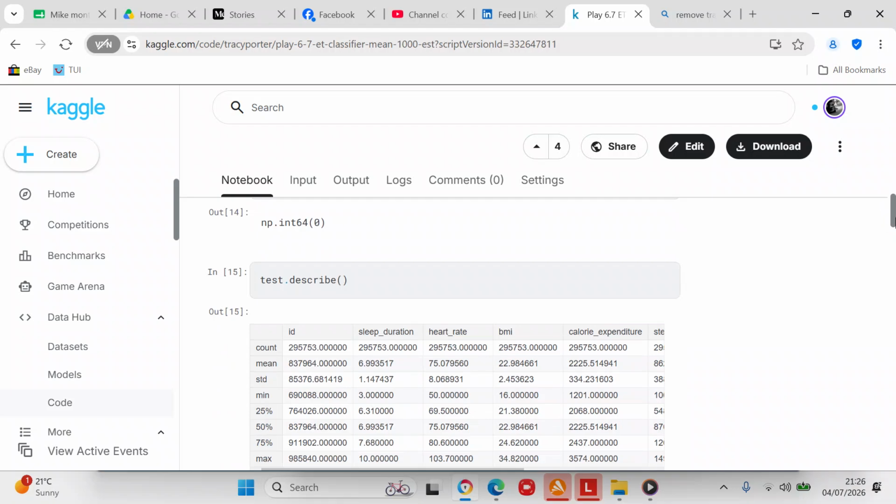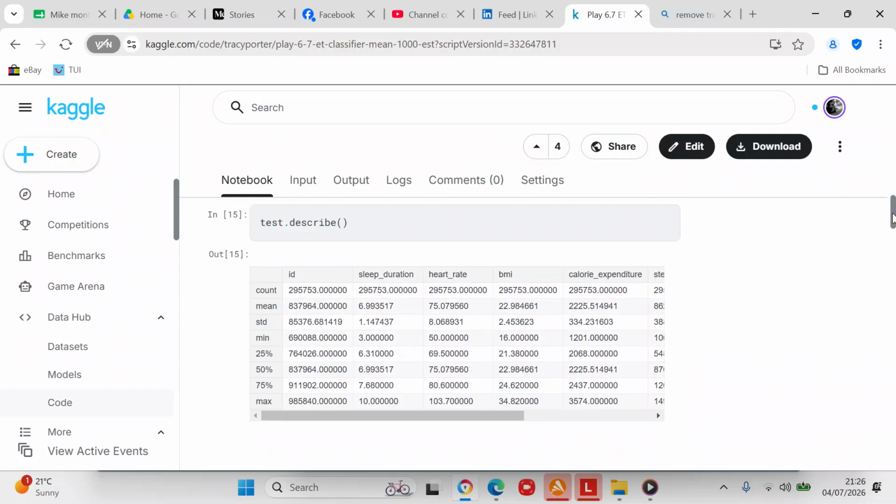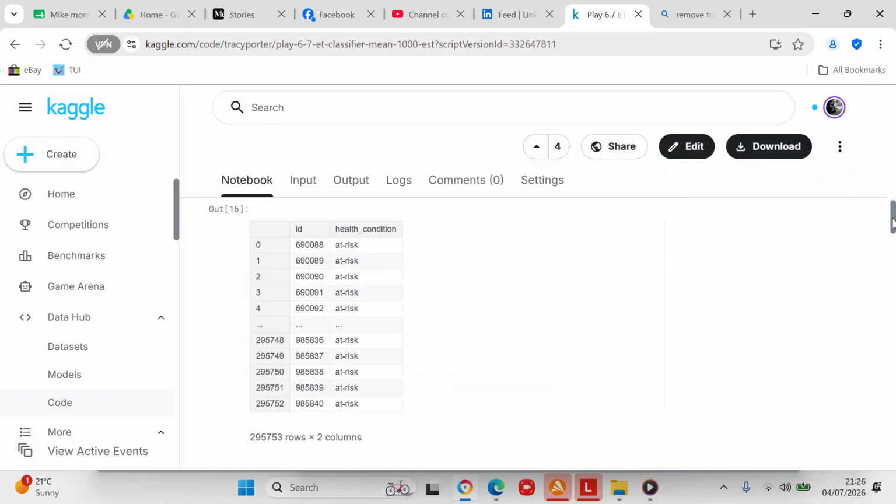So after we'd imputed the missing values, you can see that we don't have any missing values now. They've all been replaced. And now we use the describe function, which gives you the statistics of the test data frame. And now we have the submission data frame. And this is what Kaggle wants to see when you submit your work.